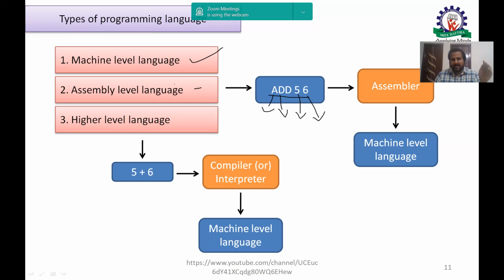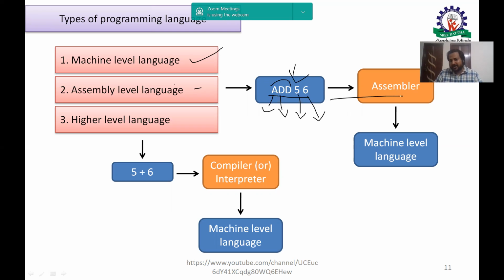These assembly level languages are nothing but they have given some codes. For example, if you want to do addition, the user can easily understand add, which is very similar to what mathematicians use. So they can use add 5 6. This is at user level, they can give the assembly instruction.